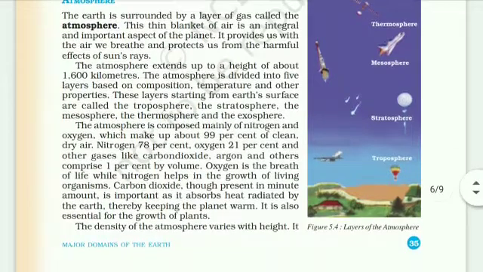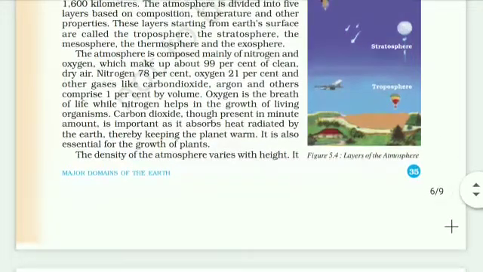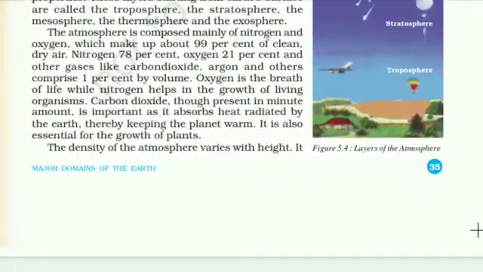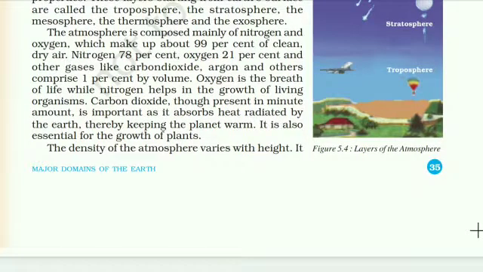The atmosphere is composed mainly of nitrogen and oxygen. Air moves from high pressure to low pressure. Moving air is known as wind. Nitrogen and oxygen make up about 99% of clean, dry air: nitrogen 78%, oxygen 21%, and other gases like carbon dioxide and argon comprise 1% by volume.